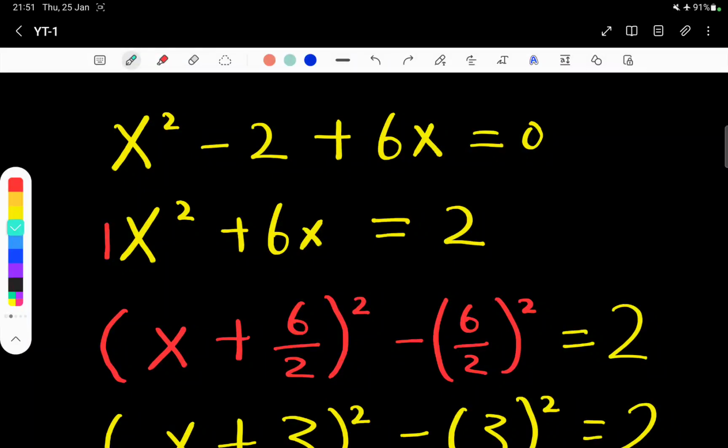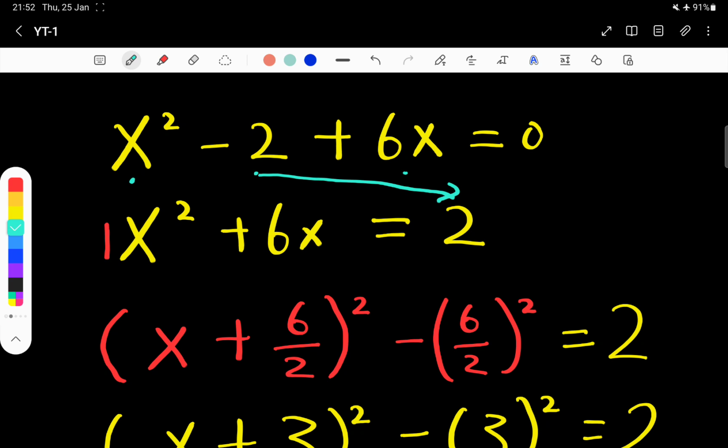Today we're going to solve quadratic equations by using completing the square. You can see that the question is x squared minus 2 plus 6x equal to 0. In order to solve the quadratic equation by completing the square, you need to move the constant term to the right hand side. That's why it becomes x squared plus 6x equal to 2.